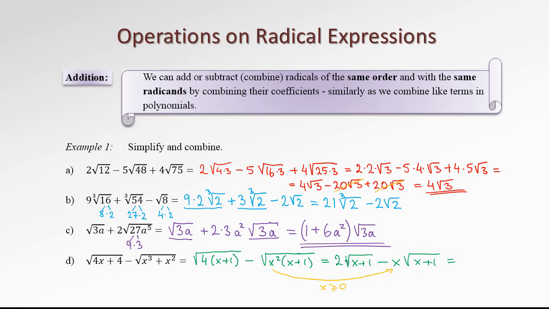Okay, can we combine these two terms? Yes, we can, because the radicals are exactly the same. Therefore, we just need to combine the coefficients, even though the coefficients involve some variables. However, since we can't really perform subtraction on these coefficients, we need to place them in a bracket. So 2 minus x in a bracket and then times root of x plus 1. That's our final answer. You can also see this operation as taking the root as a common factor out of the bracket.